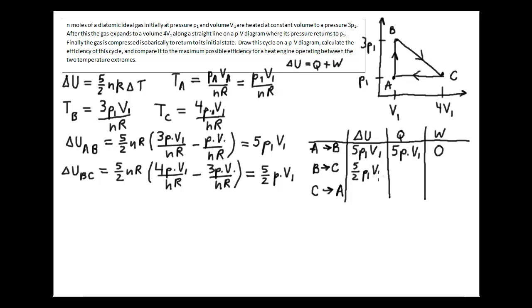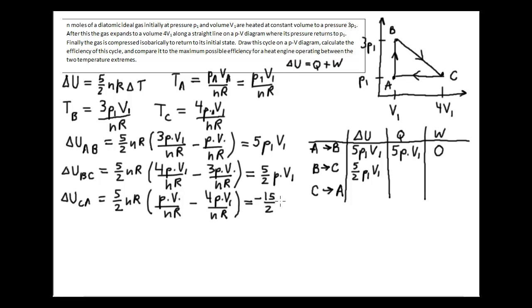So I can write that down, 5/2 P1 V1. I'll get to the work in just a minute, but I might as well finish the delta U calculations while I'm on a roll here. Delta U CA, again we'll have our 5/2 NR, and let's see, TA is the final temperature. That's the P1 V1 over NR minus TC, which is the 4 P1 V1 over NR. And so in parentheses I'm going to have a negative 3P1 V1, so this will give me a negative 15/2 P1 V1.